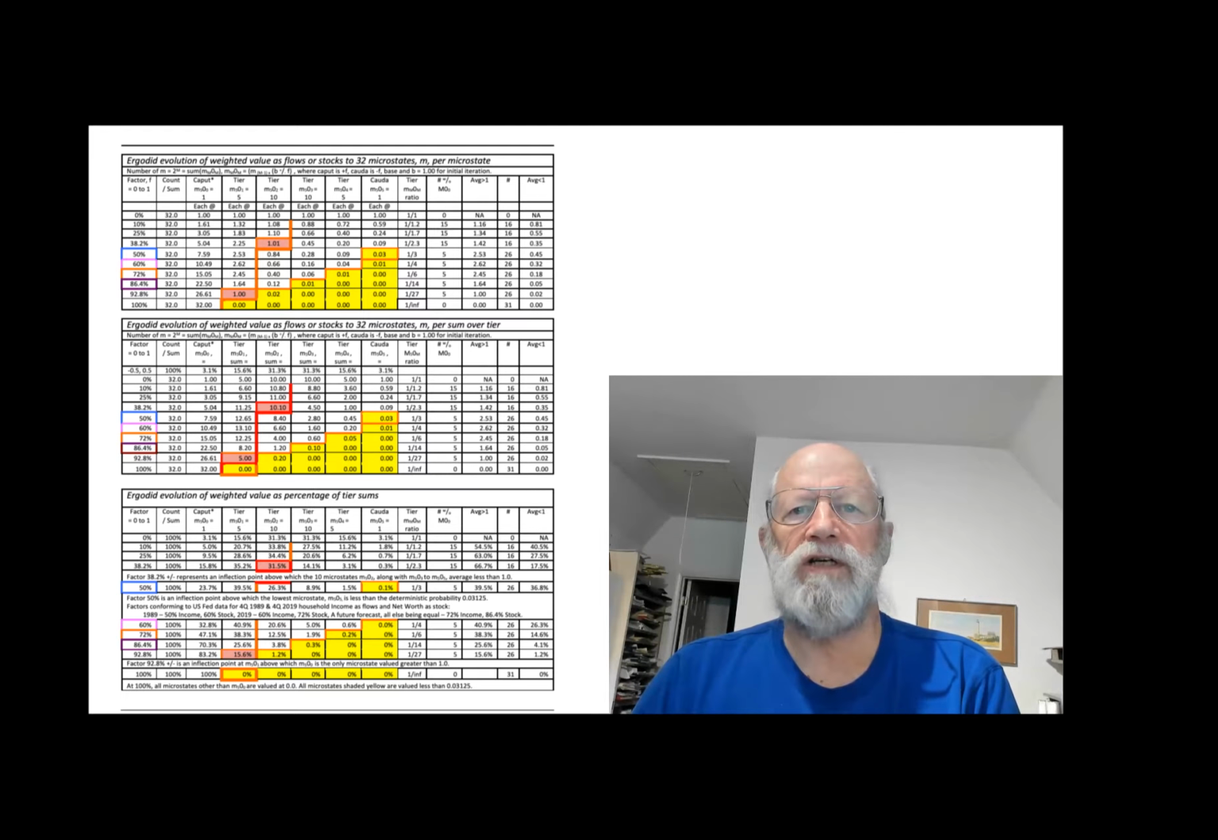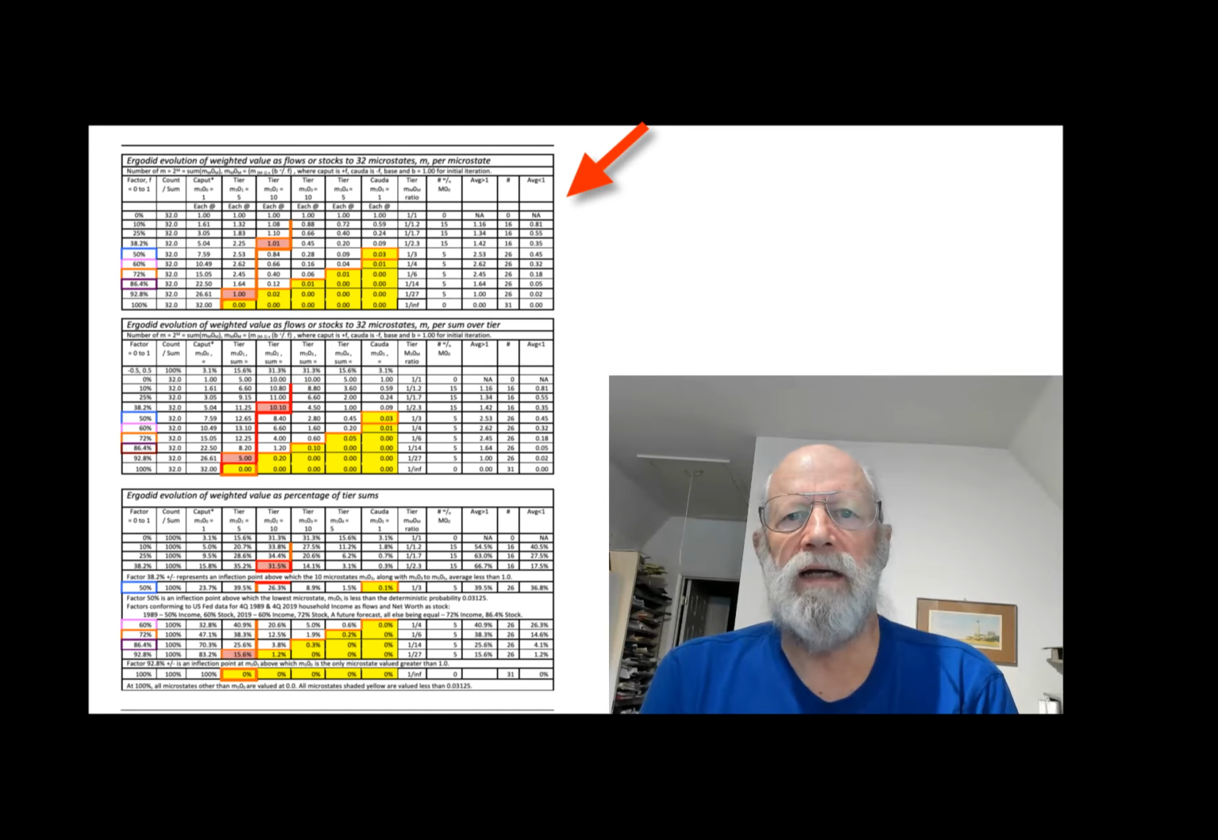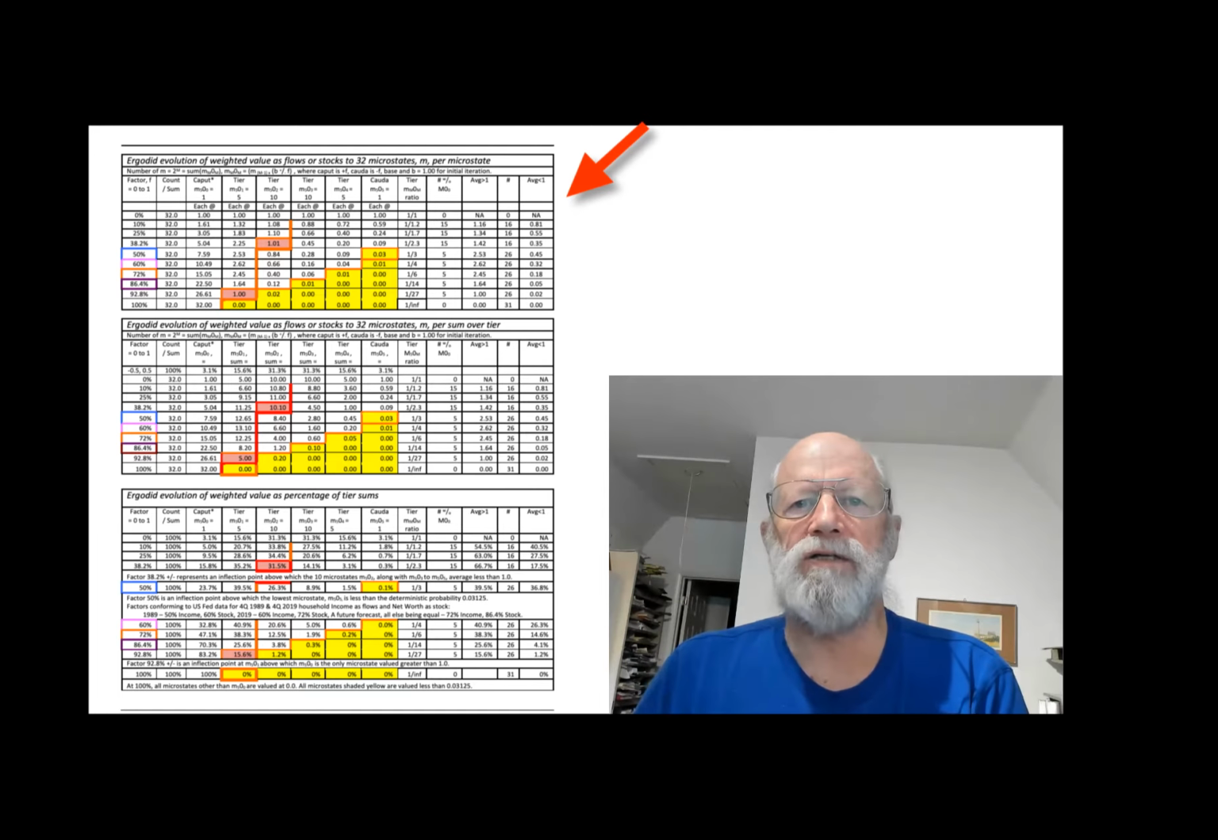The next sheet gives a compilation of comparison of several different weightings over 5 iterated states to give a populated distribution of 32 microstates. The top table gives the ergodic evolution of weighted value expressed relative to the unit of human capital as 1.0, as flows or stocks, to 32 microstates per microstate arranged in valued tiers with a macrostate total of 32.